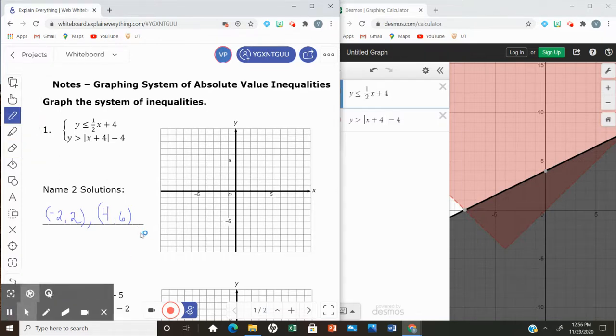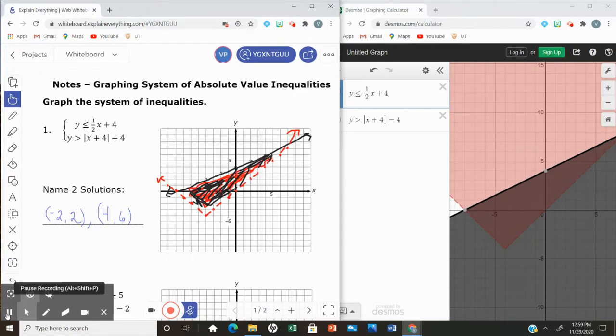There we go. I'm going to pause and graph this system in your notes for you. Okay, there it is graphed for you guys. And just remember that for the solution set, all we're looking at is where the two overlapping shaded regions meet. So that's what I went ahead and shaded in for you in the notes right here.